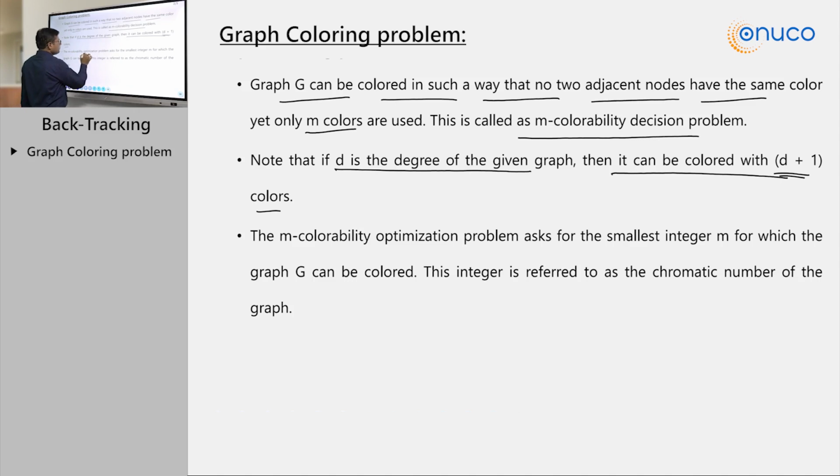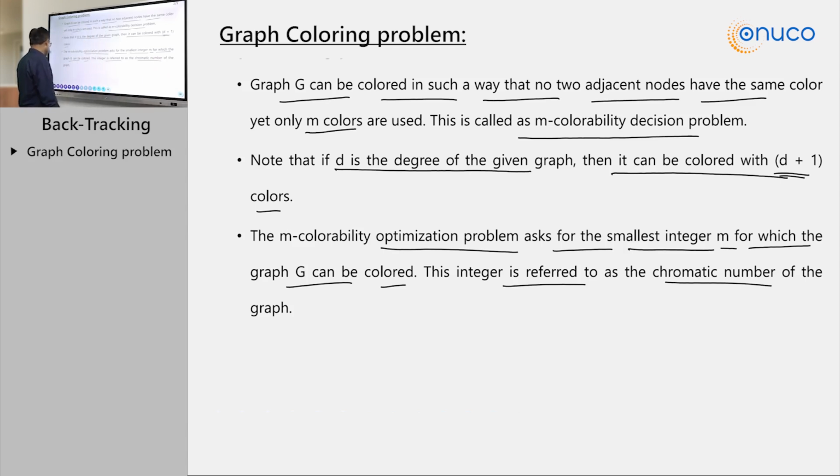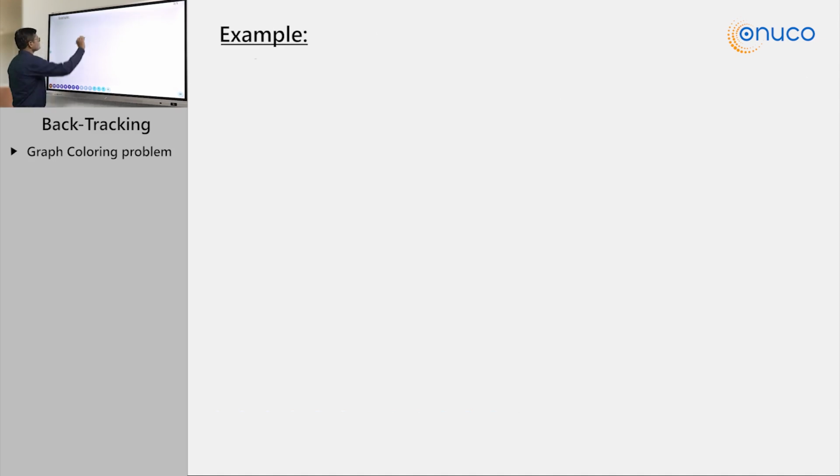M-colorability optimization problems ask for the smallest integer m. That is, the smallest integer m means we are talking about the minimum number of colors to be used, for which the graph G can be colored. This integer is referred to as the chromatic number. So let us see one by one how you are going to address this and what the chromatic number will be, the minimum number of colors to be used, by using the backtracking concept.